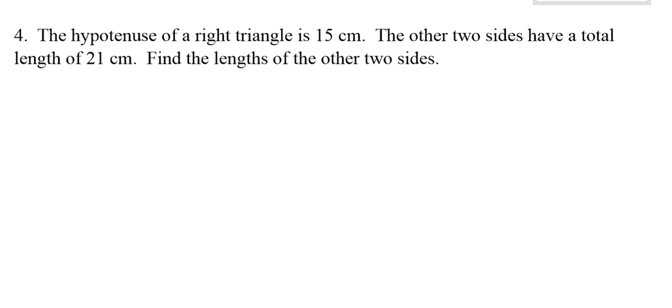It says the hypotenuse of a right triangle is 15 centimeters. The other two sides have a total length of 21 centimeters. Find the lengths of the other two sides.